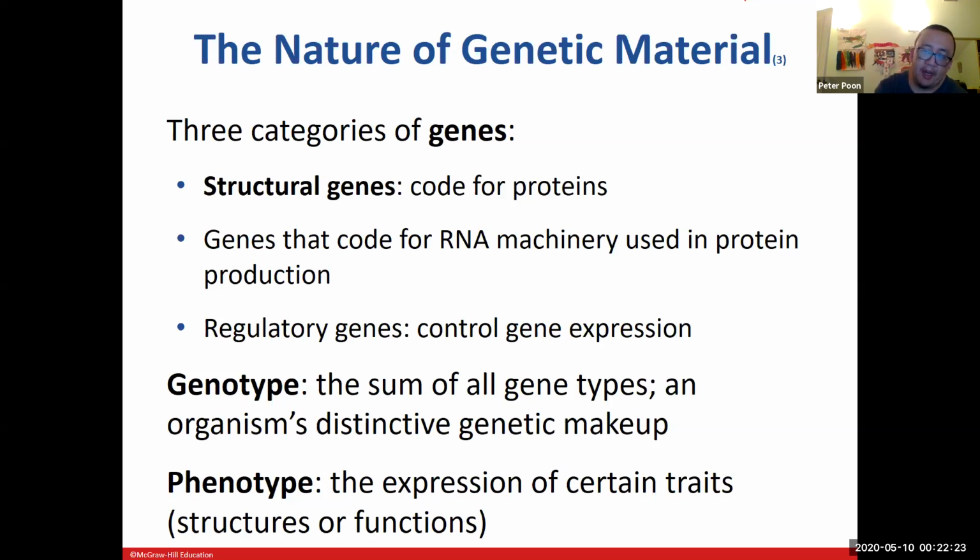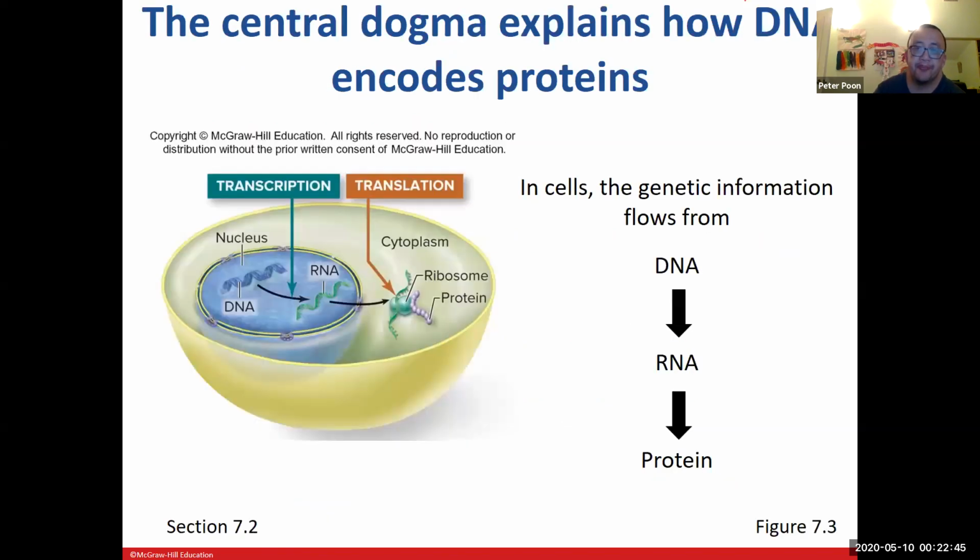Genotype is the sum of all genes. It is what your genes are made of. Phenotype is what you actually look like, what your traits actually are. So while these two might be related, they're not absolutely identical to each other, and we can get into more details about that.